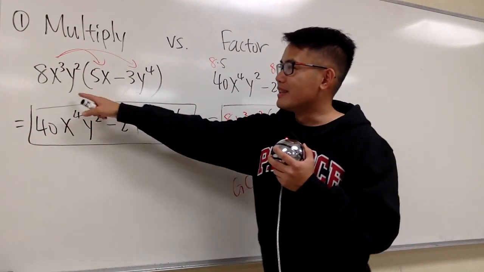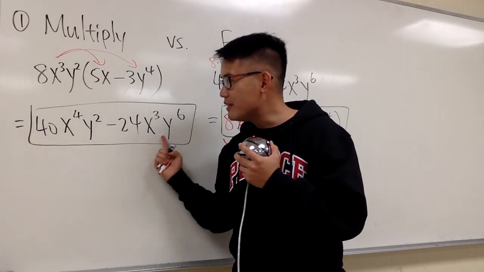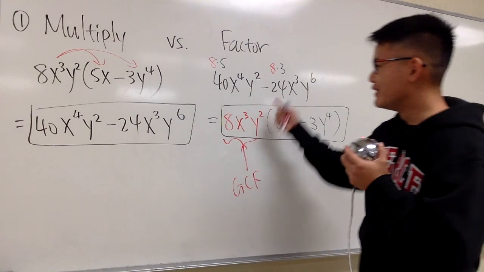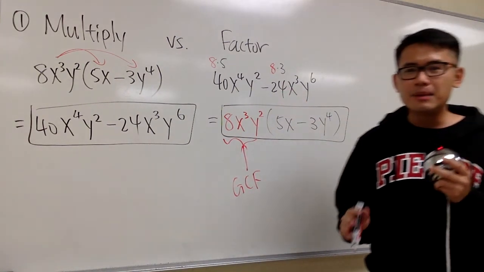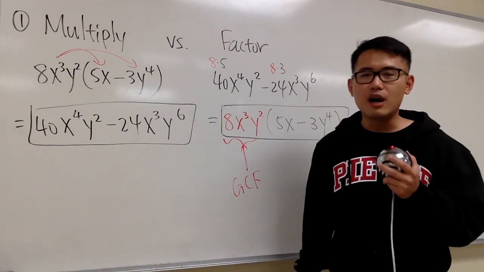As you can see, they are pretty much just the opposite of each other, right? Because, for example, when you want to multiply this out, you get this for the answer. But if you want to factor this out, you get back that for the answer. And this is the idea between factoring and multiplying. They are just pretty much the opposite of each other.